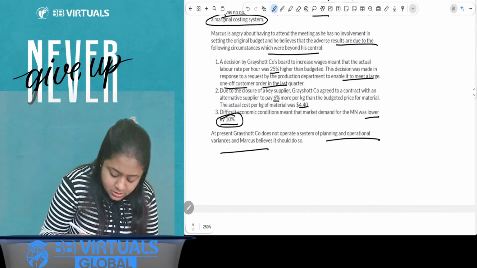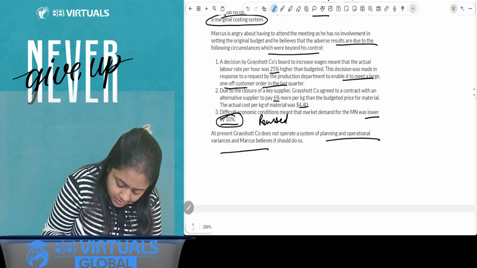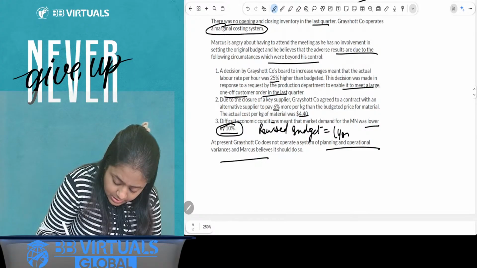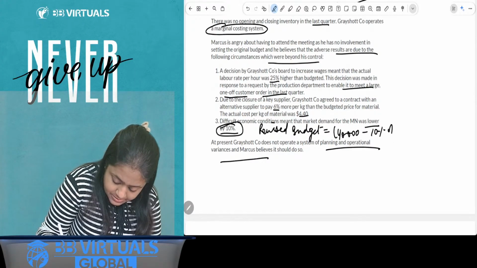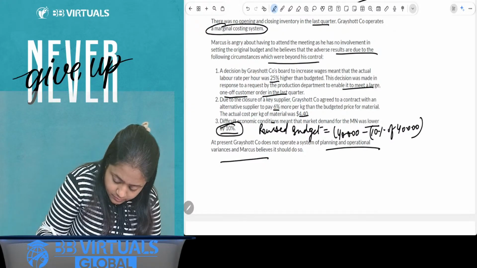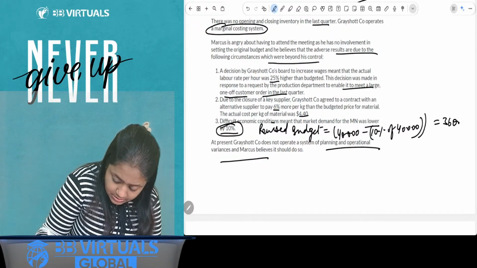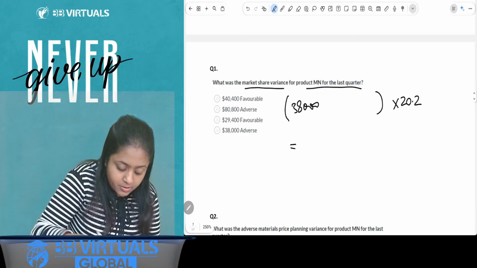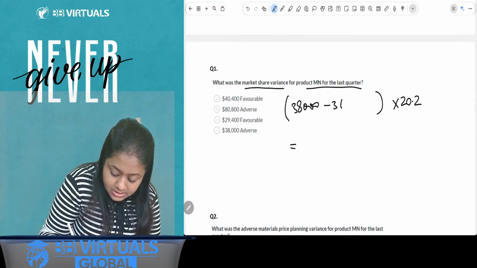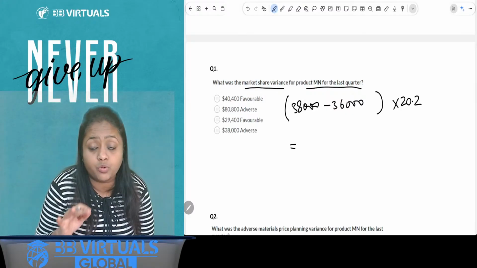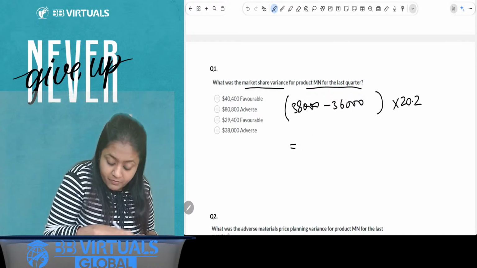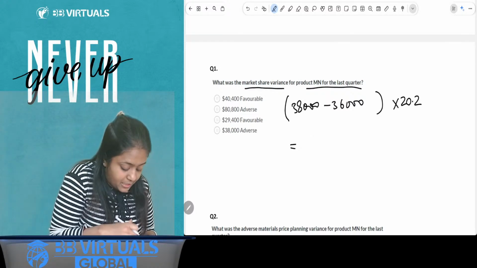So let's calculate the revised budget. The revised budget would be the original budget less 10%. The original budget had put the sales at 40,000, so 40,000 less 10% of 40,000. That will be 36,000. Now you will just use this difference. The actual is 38,000, and you will reduce the revised budget of 36,000. So definitely we are doing much better, hence it is going to be a favorable variance. So there will be a favorable variance of 38 minus 36 multiplied by 20.2.